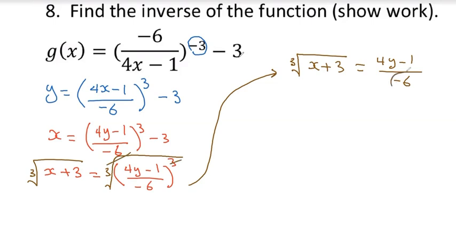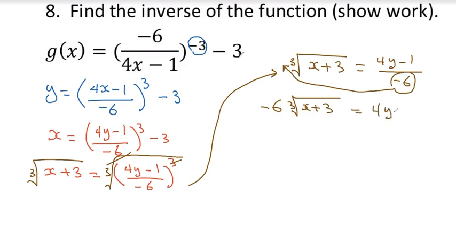I'm going to take this negative 6 here and cross multiply it into here. So the negative 6 is just going to go right there. So negative 6, the cube root of x plus 3 equals 4y minus 1. Now I'm going to move the negative 1 to the other side. So it's going to become negative 6 cube root of x plus 3 plus 1 equals 4y.